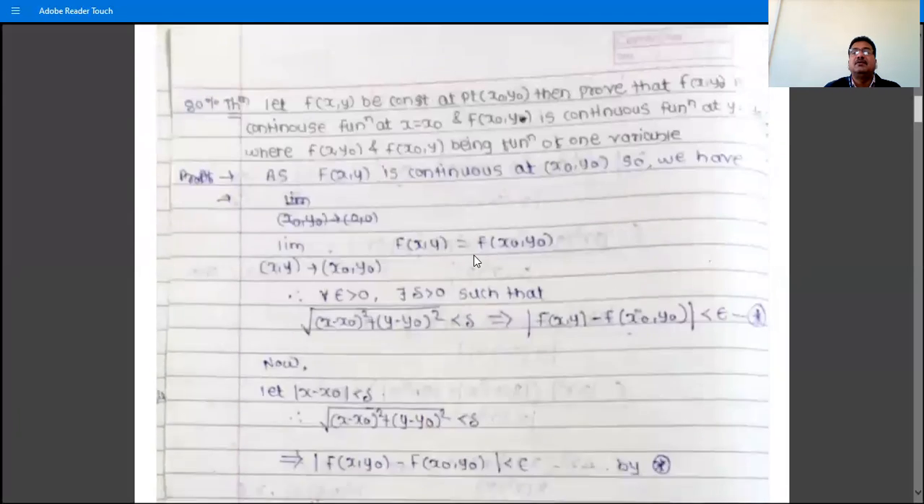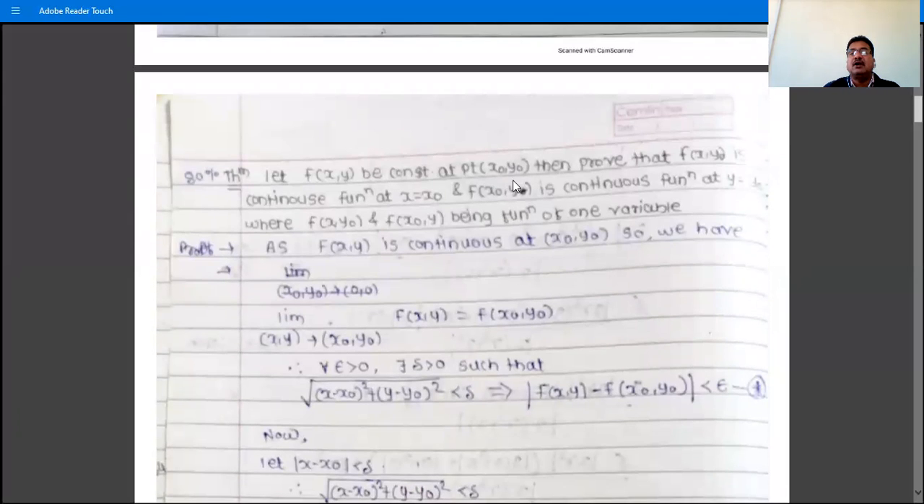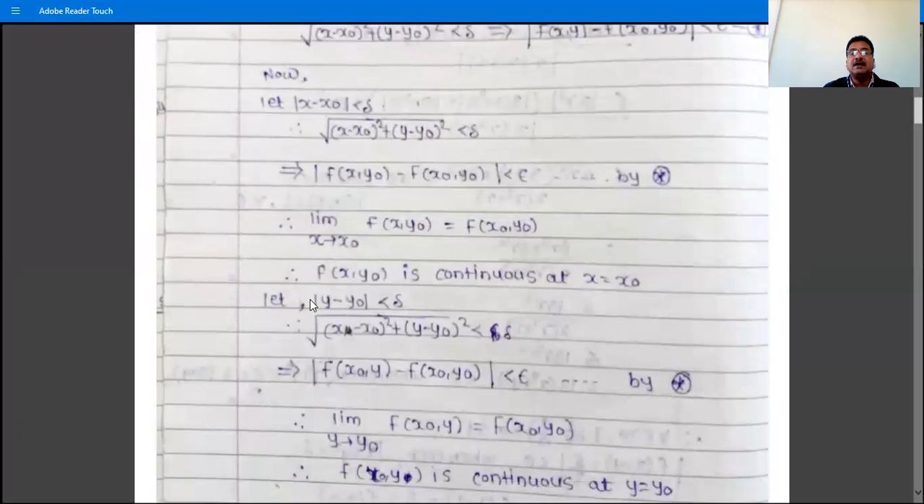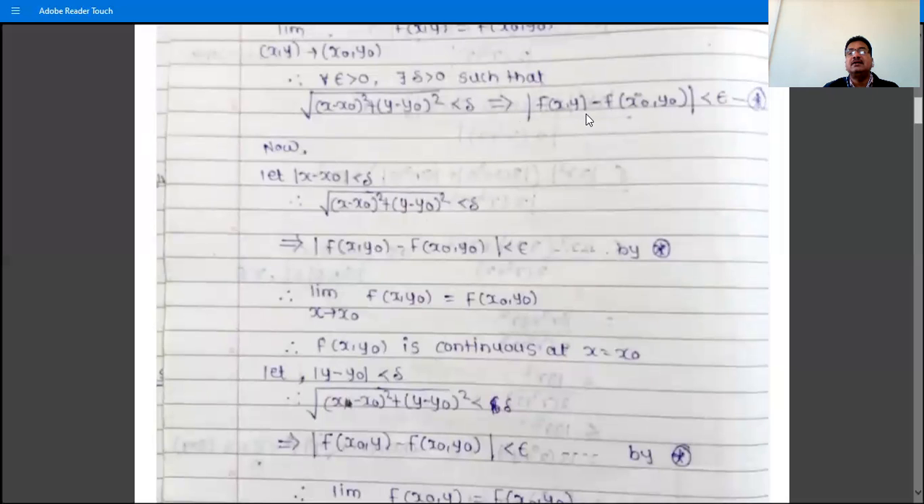Similarly, the proof that we have to show is that f(x0, y) is continuous at y = y0. So start with |y - y0| < delta, and write |y - y0| as the root of (x0 - x0) squared plus (y - y0) squared, that is just adding 0, which is less than delta. So this is a repetition of the previous argument, and this implies, by star, that if this is less than delta, then we have this.